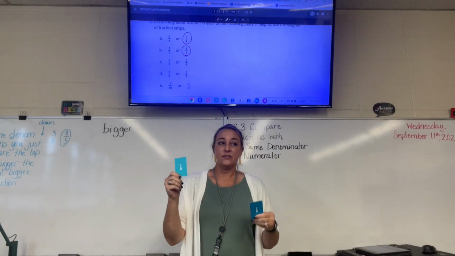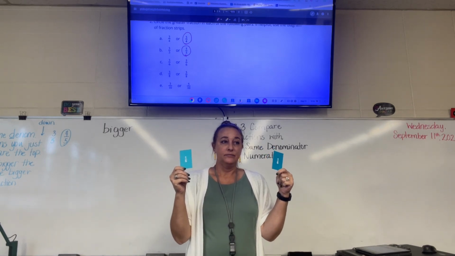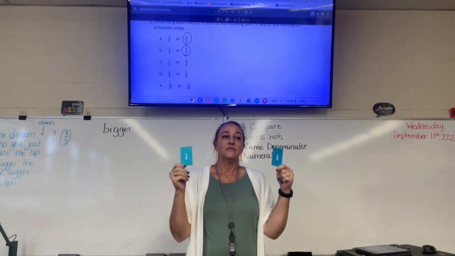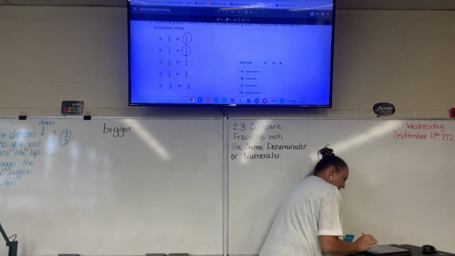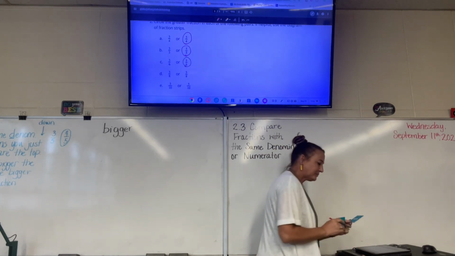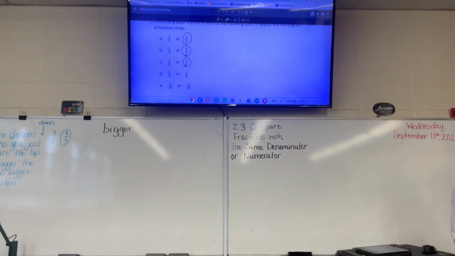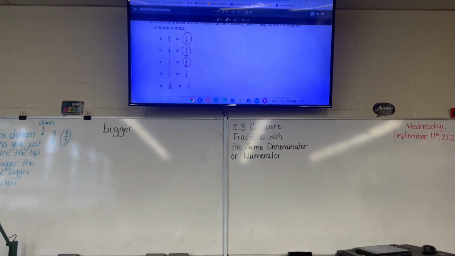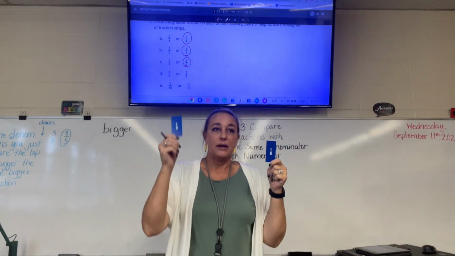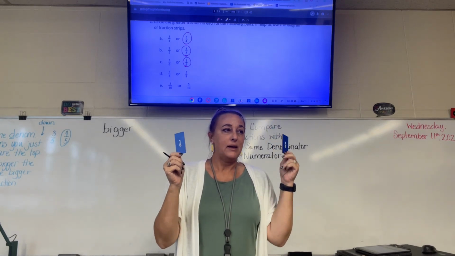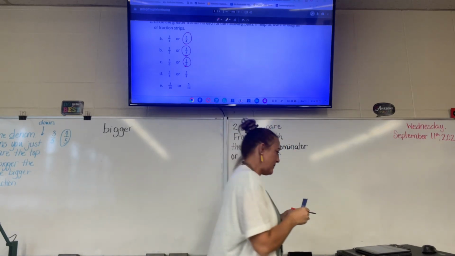3 of these or 5 of these? Devin? 5. 5/6. Are you guys seeing the pattern here? Yeah. It just needs to go. All right. The next one is talking about 8th size pieces. So these are my 8th size pieces. 3 or 5? Emma? 5 is bigger.